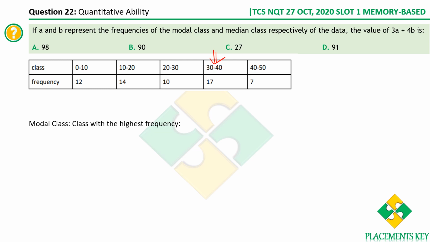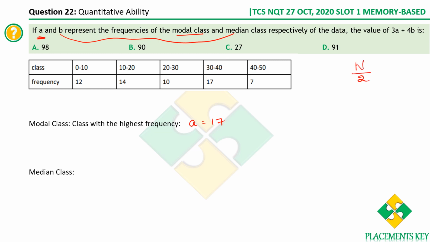Therefore, we are told that A is the frequency of the modal class, whereas B is the frequency of the median class. So what is A value now? A, we have already got it as 17. So part of the question is solved. Okay. Now, what is the median class? So how do you find the median class? So first we should find the total observations and then divide by 2.